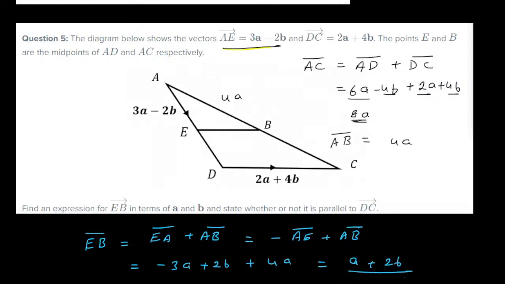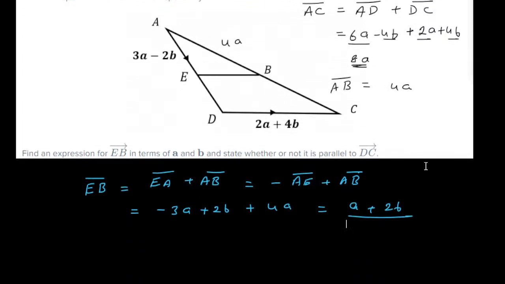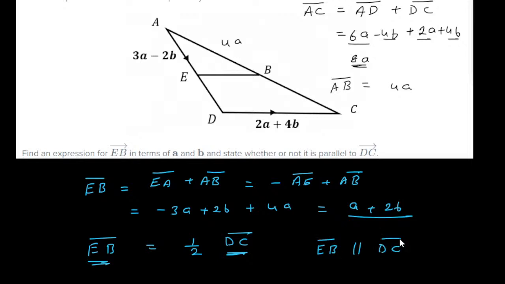Now a plus 2b, and here DC is 2a plus 4b. So these two are parallel, right? Here we get EB bar is half of DC bar. So as I can express EB in terms of DC, I will say that EB is parallel to DC. Done. So this is your question number 5.